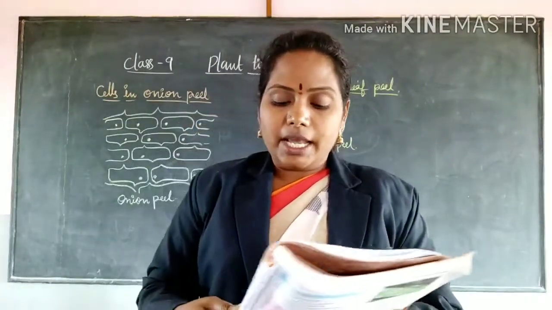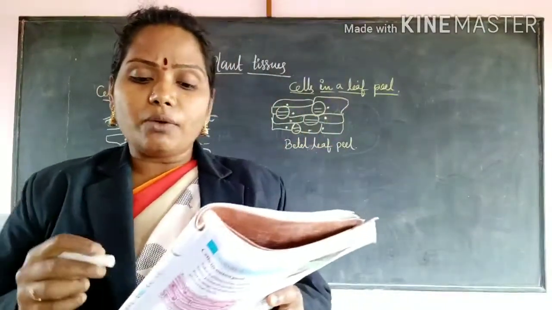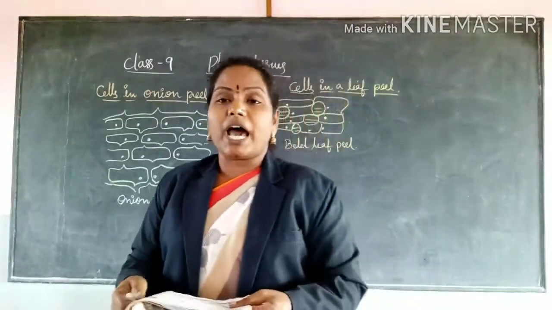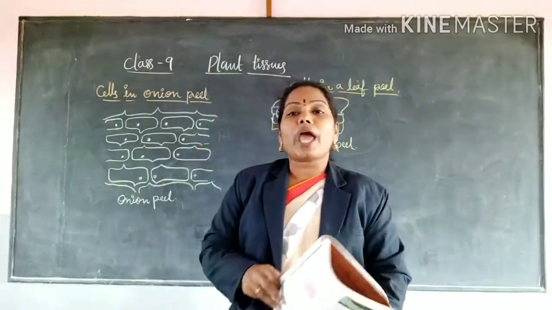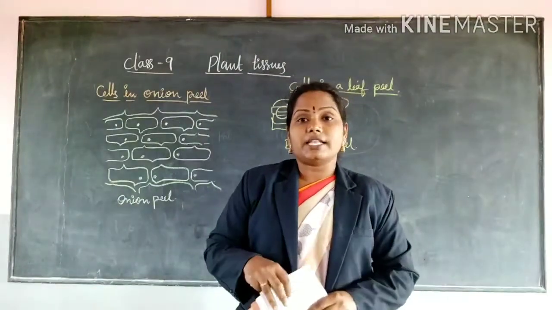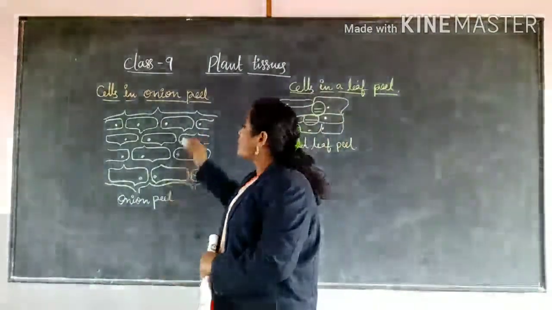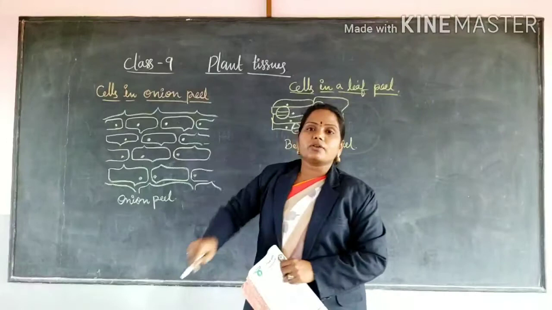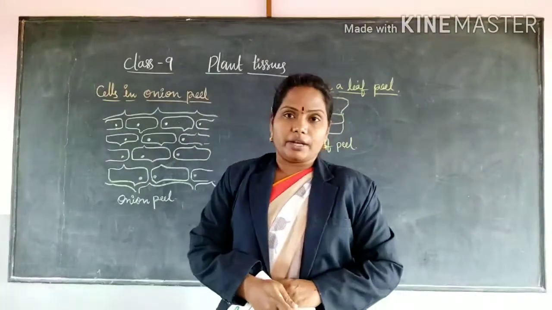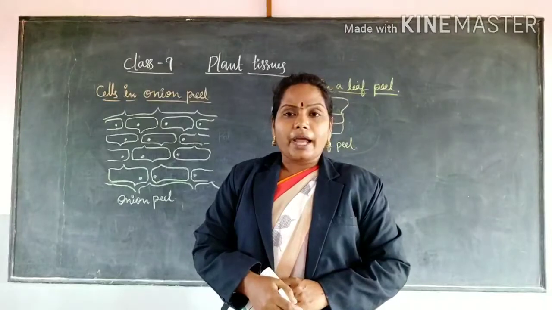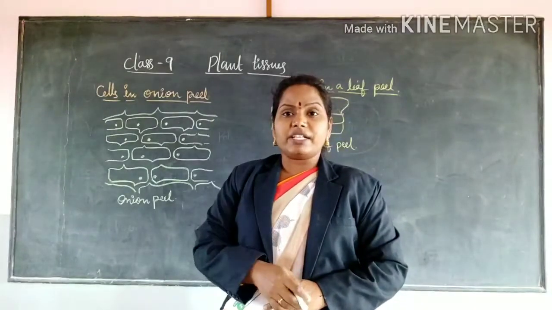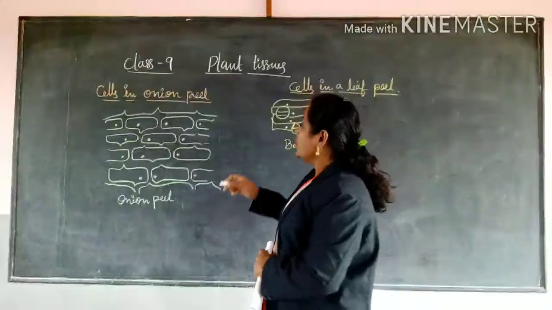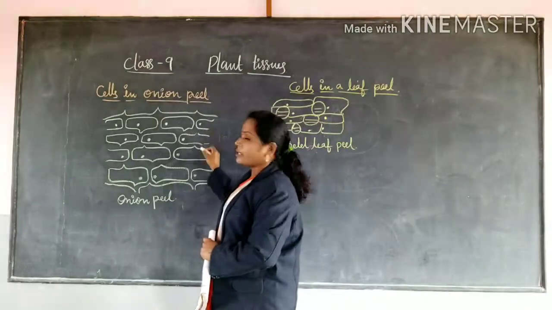Next, again here we have given a topic. Let us try to find out more about the arrangement of the cells, how they are arranged in different cells. First of all, we are going to discuss cells in onion peel. This activity we already did in the previous class, in 8th class also. Observe the cell arrangement like this.